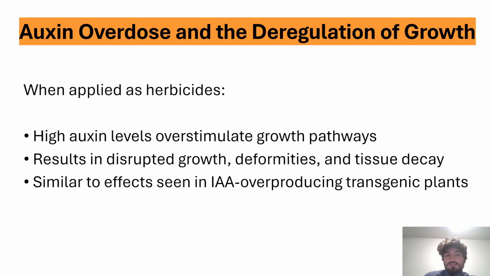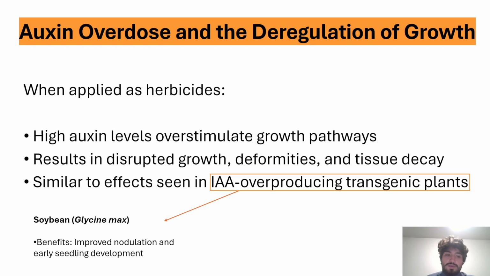All right. So when applied as herbicides, the high auxin levels overstimulate the growth pathways inside the plant, which results in disrupted growth, deformities, and tissue decay. It is similar to effects seen in indoleacetic acid overproducing transgenic plants. For example, for soybeans, one of the benefits is improved nodulation and early seedling development, right? So that's a good benefit of a transgenic plant which overproduces indoleacetic acid.